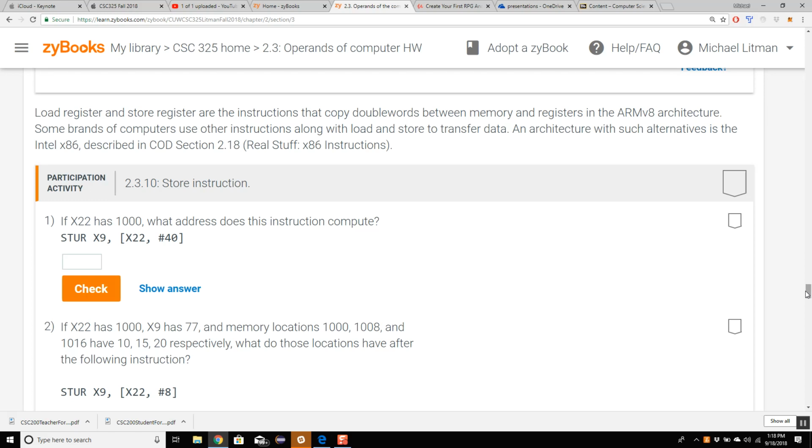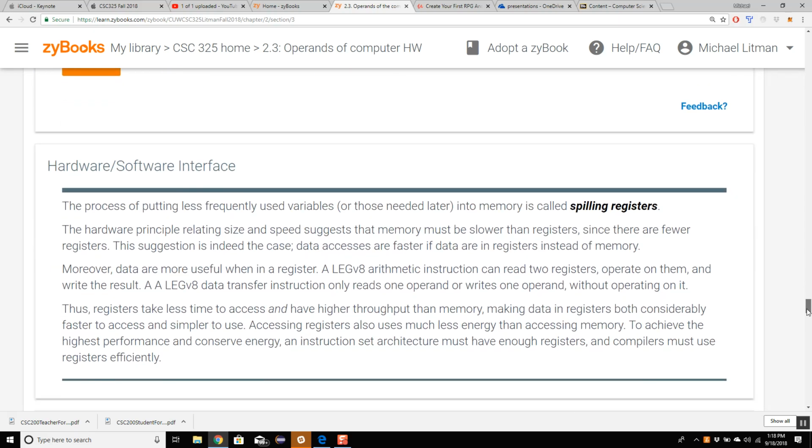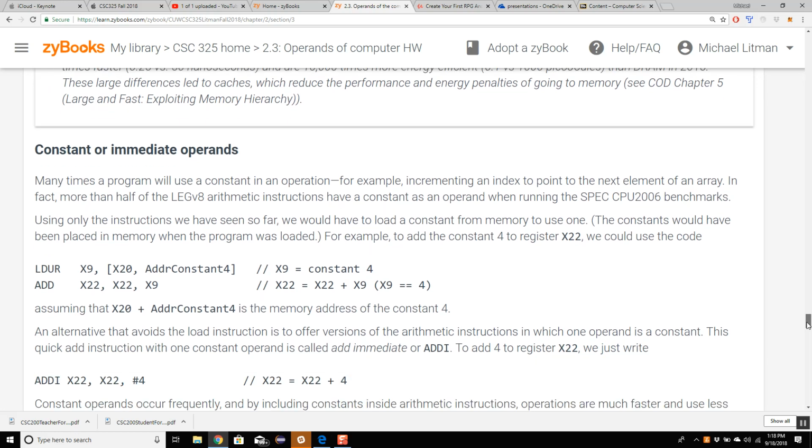Remind me, we figured it out two classes ago, I think. How big is a word in this language? 32 bits. So a half is 16. A double word is 64. Okay. That's kind of the vocabulary we're working with. There's store instructions.